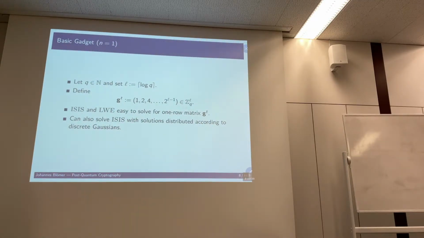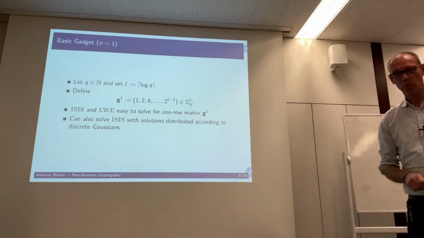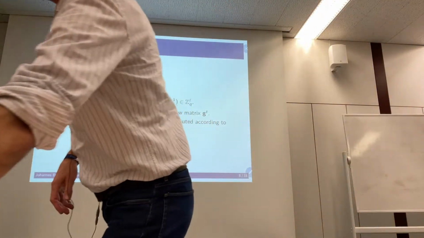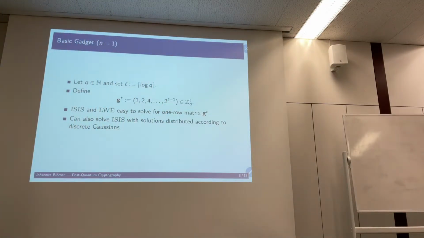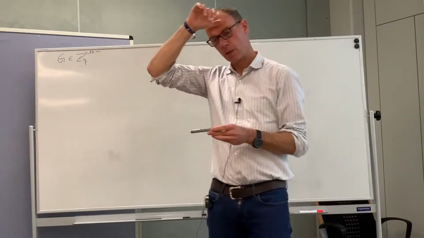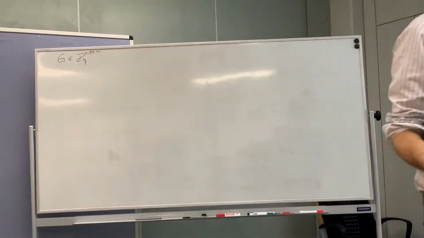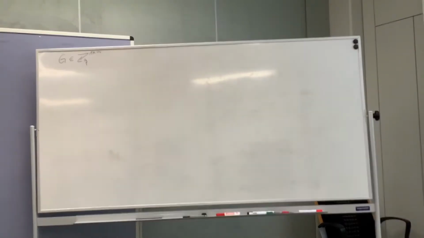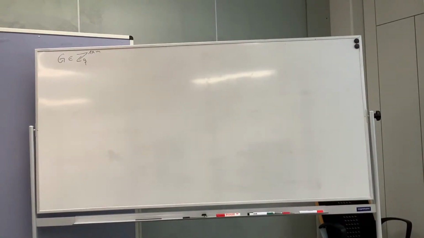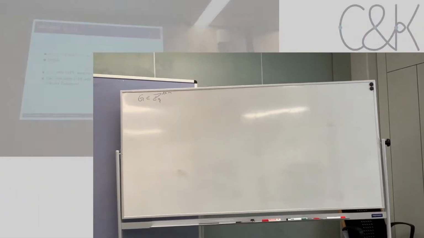Okay, so in the first part, we want to define these gadget matrices. We'll start with the easiest case, namely n equal to 1. So we want to define G to be a matrix in Z_q^{n×m}, so it has just one row. Cryptographically not very interesting, but as we'll see, once we have it for n equal to 1, we have it for arbitrary n.